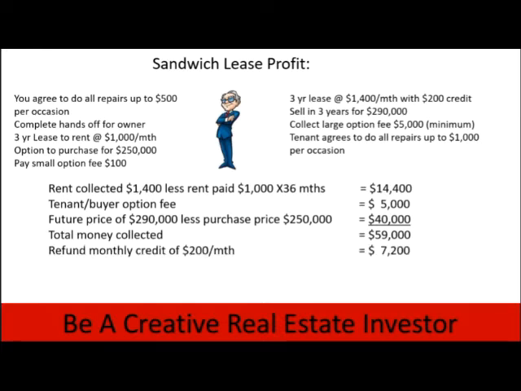However, you've also agreed to pay back to the tenant $200 a month, so that's a credit, as well as credit them the option fee they've already paid at the beginning of the transaction. So that means your profit in this particular deal would be $46,800.